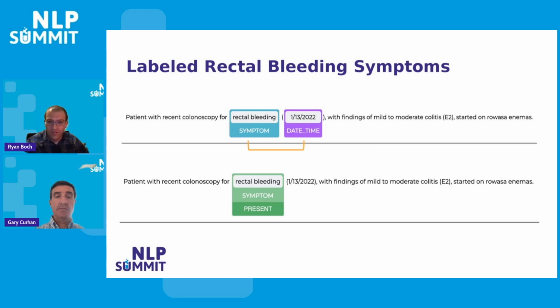So this is the middle sentence in that example, and you can see on the top we have rectal bleeding and the date time labeled, very clean, nice label. We don't need to do anything else with that. And on the bottom we have the assertion. You'll notice the date and time doesn't have an assertion because it doesn't really make sense to assert a date and time. It's not really something the patient is experiencing or not. So we just have the symptom asserted.